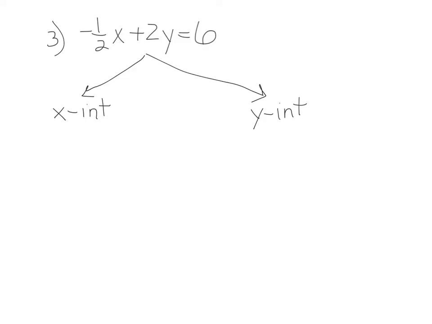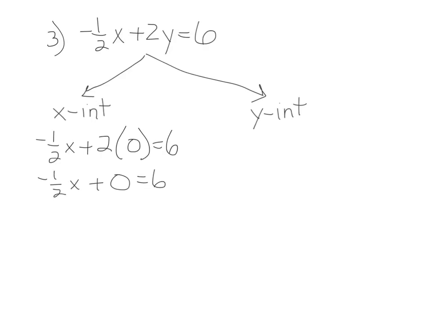Alright, to find the x-intercept, you plug 0 in for y. So I'm going to rewrite this, but change y into 0. I'm going to write negative 1/2 x plus 2, instead of y I'm going to put 0, equals 6. Alright, do the math. What's 2 times 0? 2 times 0 is 0. So I have negative 1/2 x plus 0 equals 6. Well, what is negative 1/2 x plus nothing? That just leaves you negative 1/2 x.